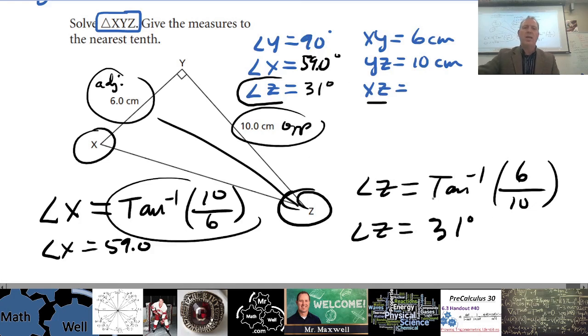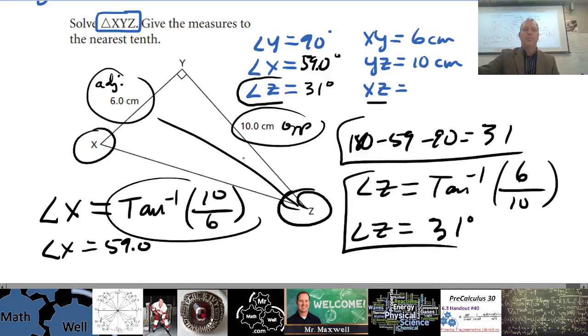What's another way not using the trig functions that you could do it? Anybody seen it now? 180 minus 90 minus 59. Yes, you could do 180 minus 59 that we just found minus 90 that we're given. And that should give you 31 too, right? Yes. Okay. So that's option 1. Here's option 2. So that's great.